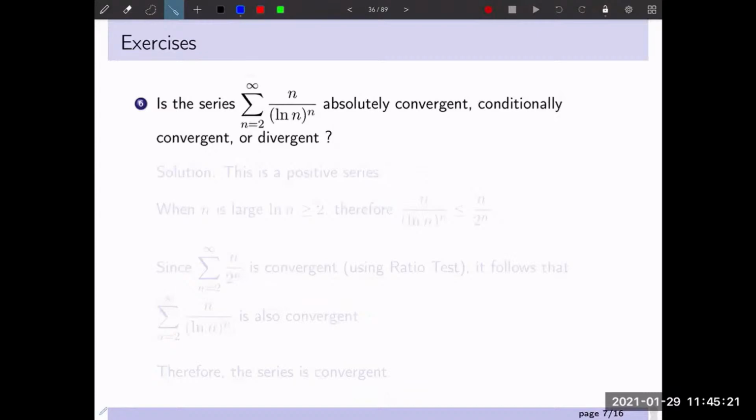And how about this term? Is this a convergent series? First, this is a positive series. There's no negative sign here. It's a positive series. Then for a positive series, you only need to know whether it is convergent. I'll give you 1 minute to consider this question.